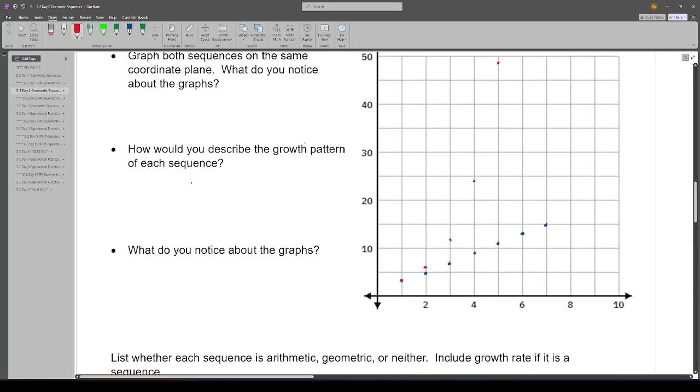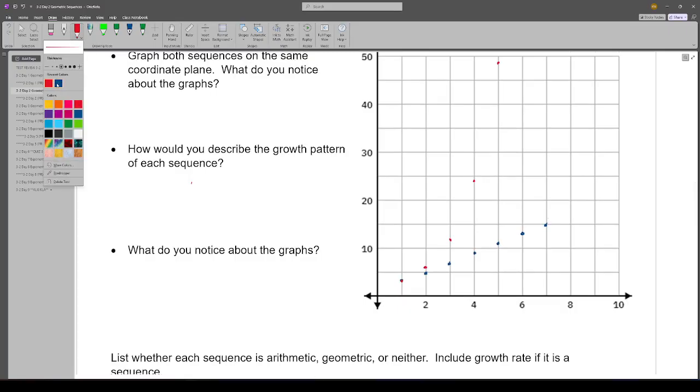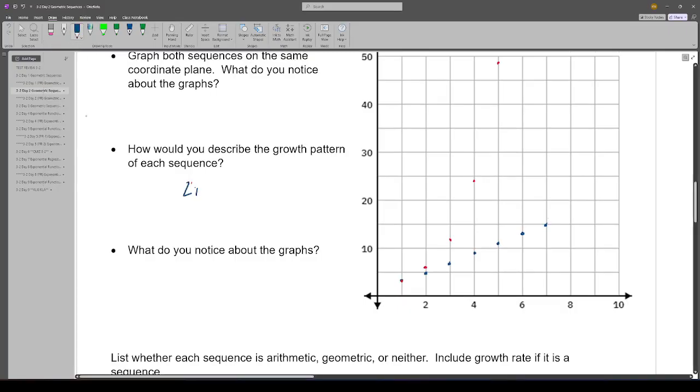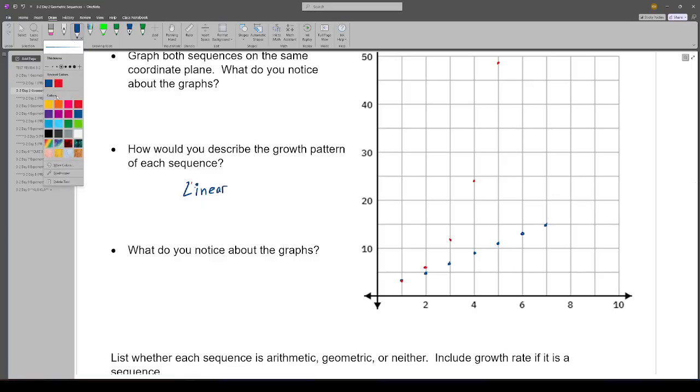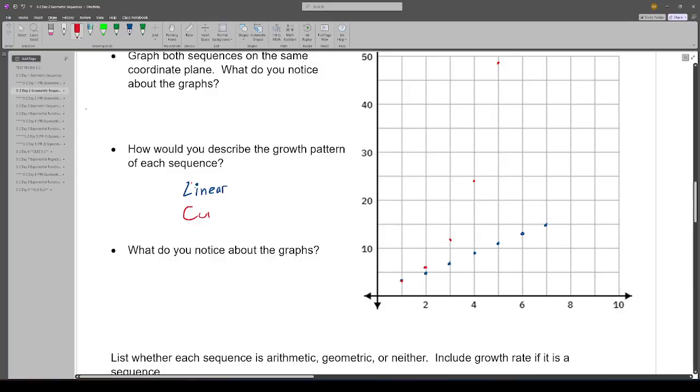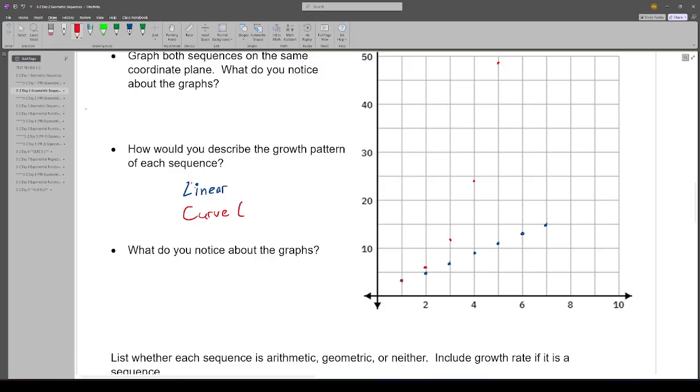So how could we describe each one? We could say that the blue one was linear. It forms a straight line. The other one is a curve, and specifically we call this type of curve where we multiply by the same thing every time exponential, which means it's growing faster and faster.